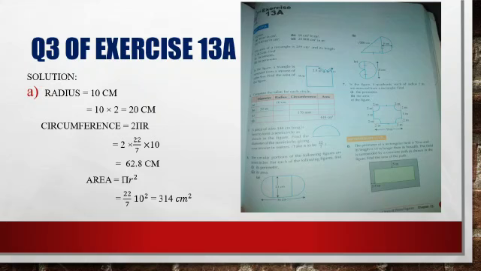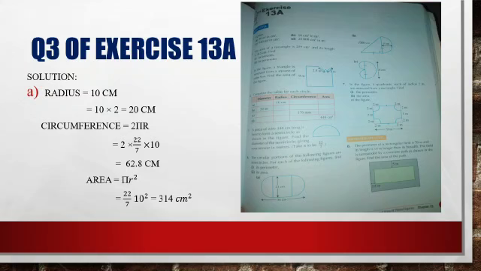So in order to find circumference, formula you know very well, 2 pi r. Just put the values 2 into 22 over 7 into 10. 22 over 7 has been given, you can use it. And radius is 10. By multiplying all those, you'll get 62.8 centimeters.